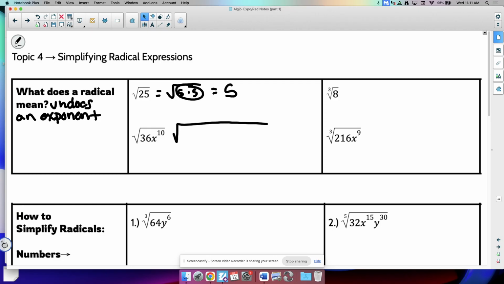What's the square root of 36? 6. And again, the reason it is that is because 36 is 6 times 6. Your variables are where it's going to be a little bit different. X to the 10th means how many total x's do we have? 10. So I am going to write out all 10 x's.